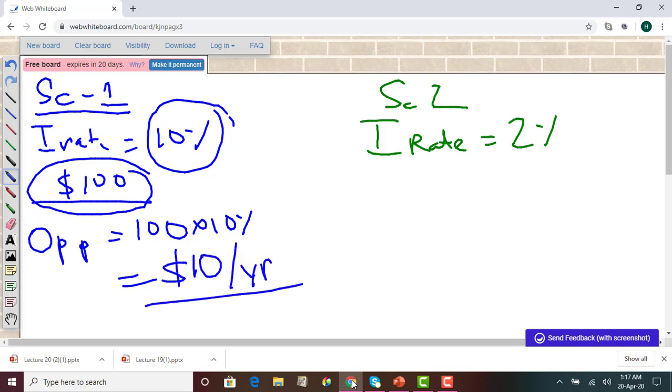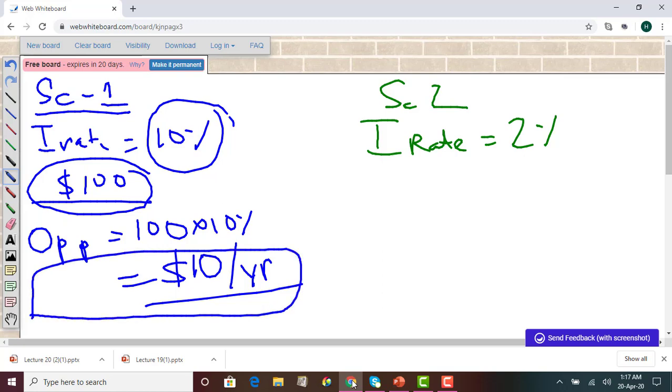Right? So that means if you decide that you don't want to keep your money in the savings account, and you will rather keep it in your checking, or keep it as cash and use it up for transactions, in that case your opportunity cost is $10 per year, because you're giving up that income. You're no longer keeping that money in the savings account.